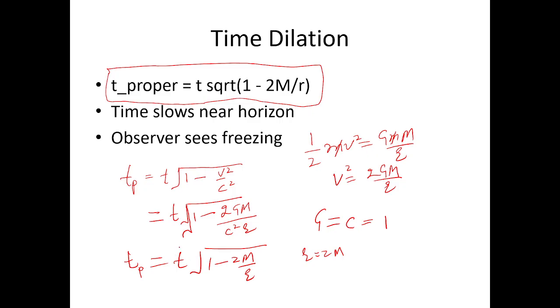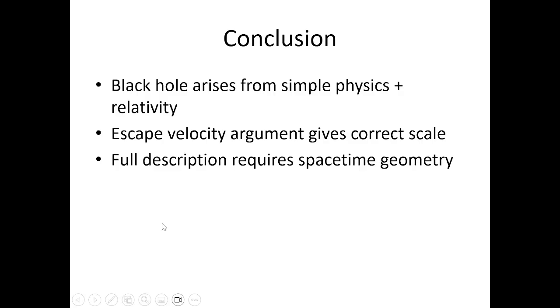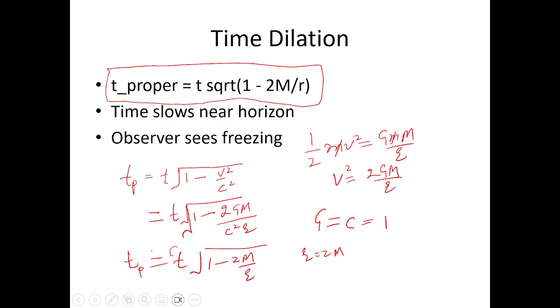So the time on the horizon is 0. This is the proper time. That means when a body reaches the horizon, its time stops. So its age will remain that age forever.